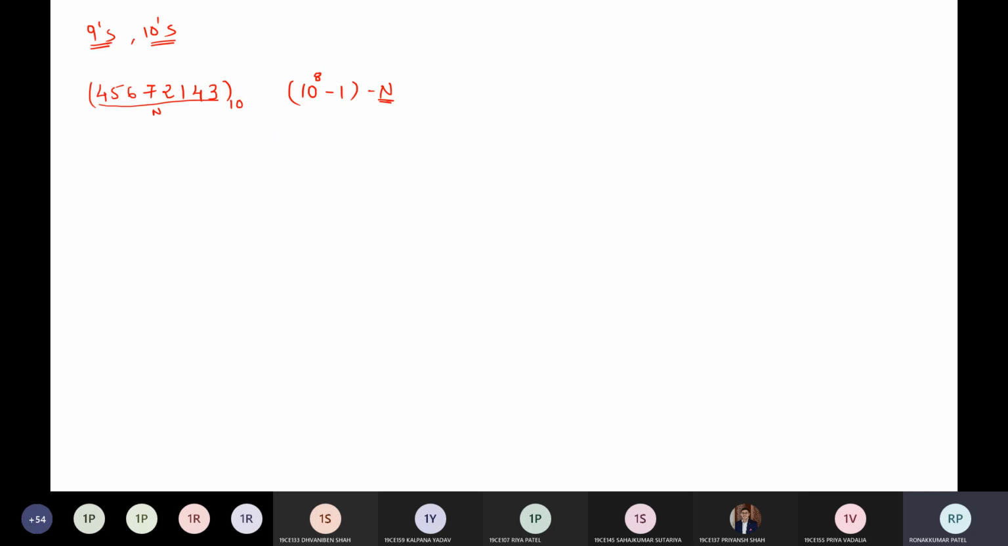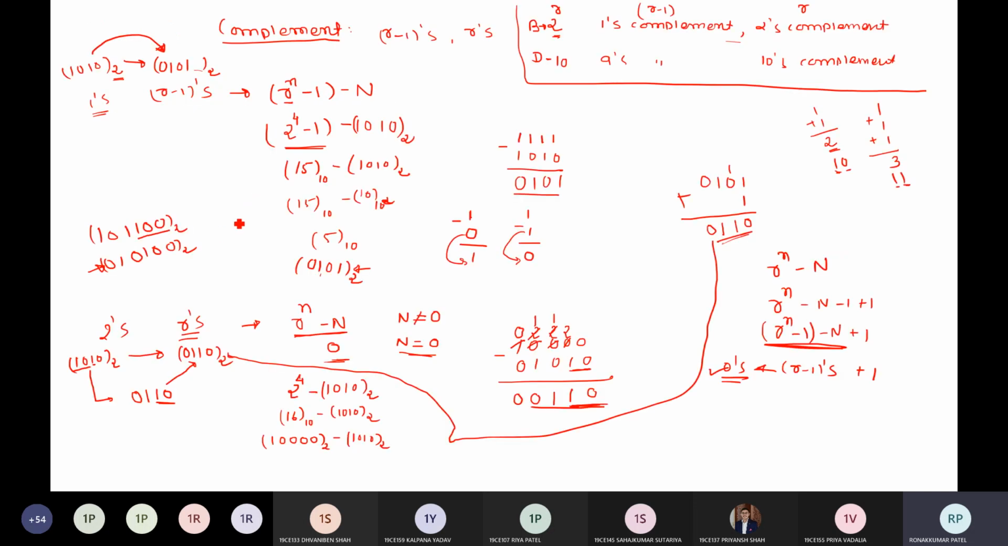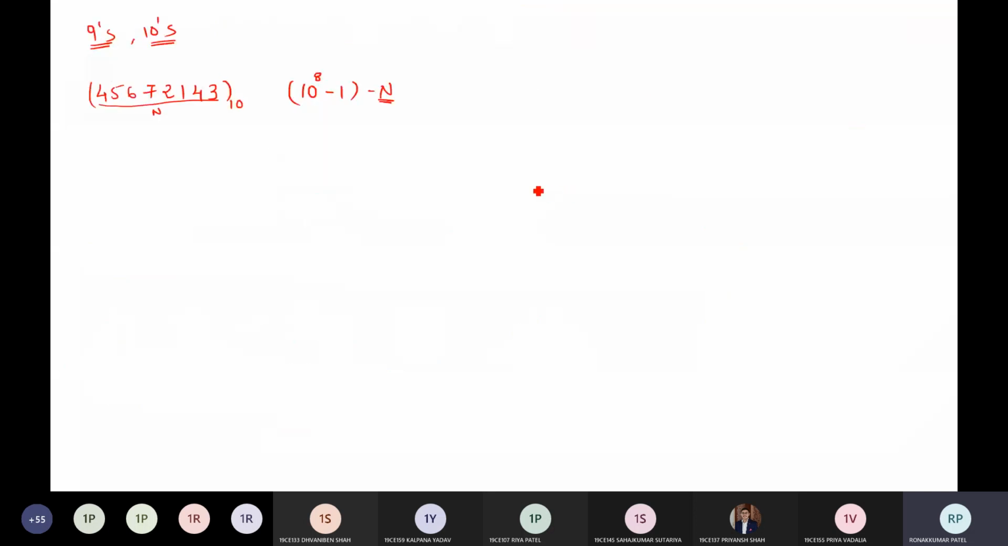Now apply the same rule that we have applied in this shortcut method. What have we applied here? We have observed here that 15, if you convert this 15 into binary, then it will give you 1111. So we are subtracting our value from 1111 and we are getting the reversed value.